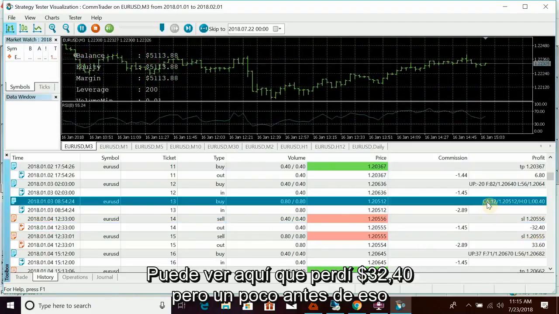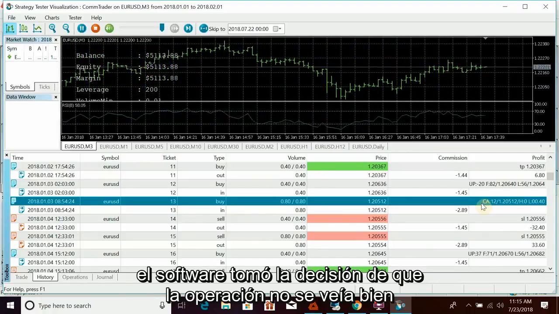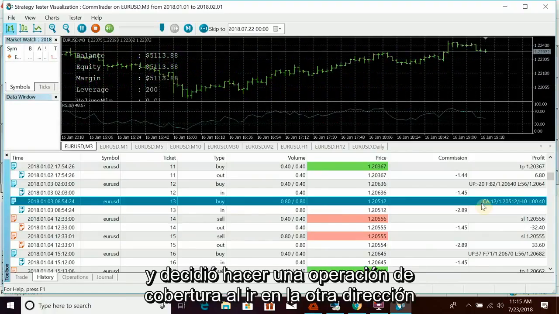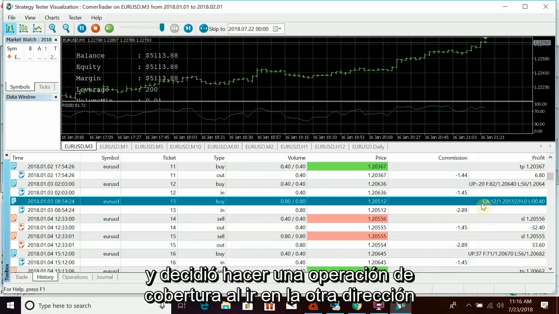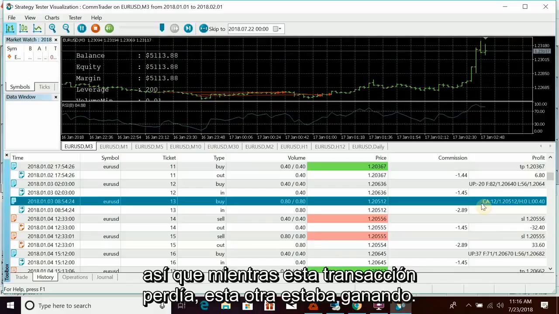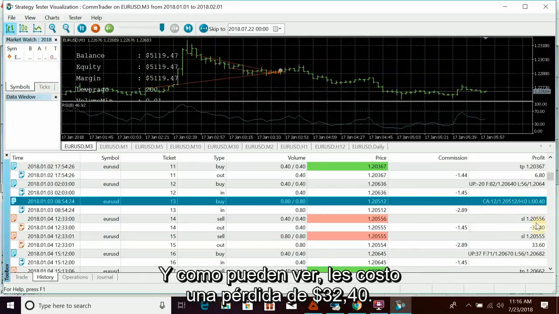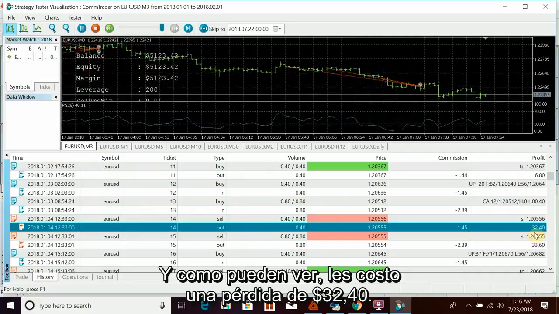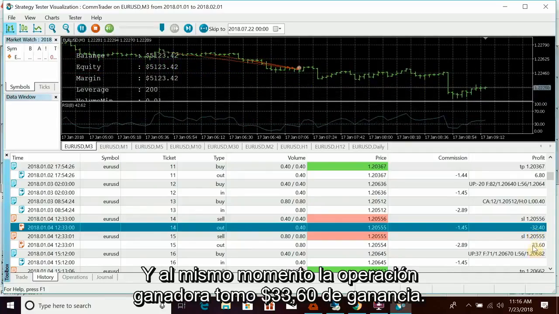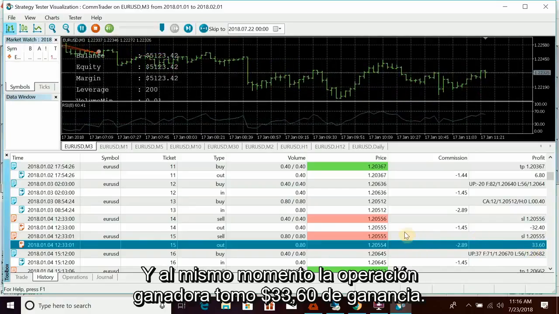But a little bit prior to that, the software made the determination that the trade was not looking very good, and it decided to make a hedging trade going the other direction, so that as this trade was losing, this other trade was winning. And as you can see, it took a $32.40 loss, and the winning trade at the same exact time took a $33.60 gain.